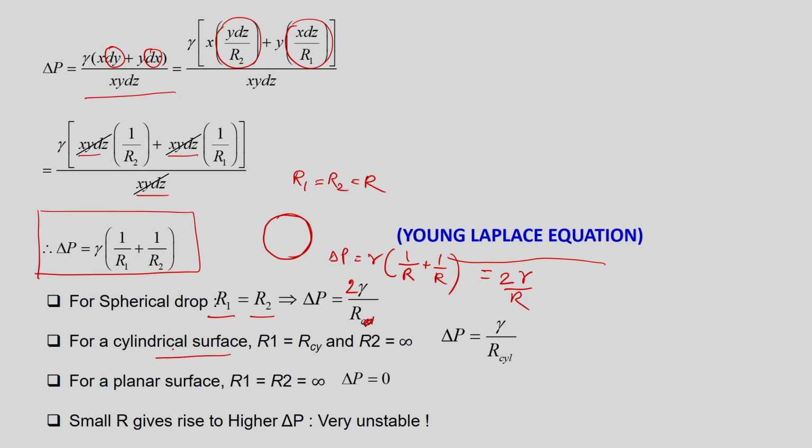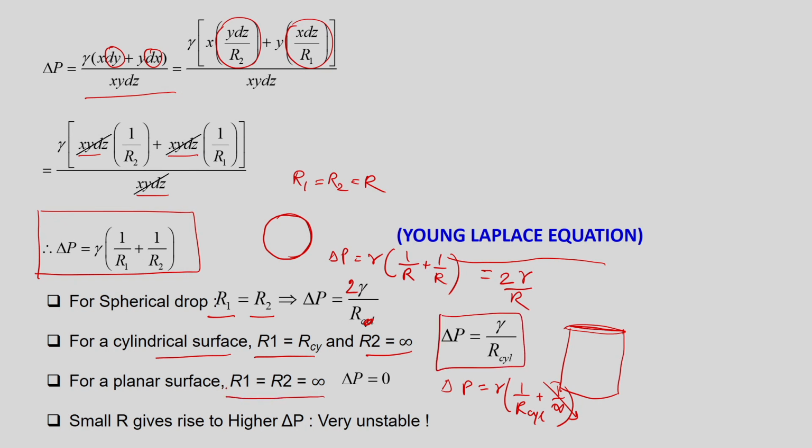Now, for a cylindrical surface, you have only one radius, r1, which is nothing but the radius of the cylinder, while the other is of infinite radius. So, in this expression delta p equal to gamma times 1 by r plus 1 by infinity. So, this becomes 0. So, you have nothing but gamma by r of the cylinder, this is for the cylindrical.